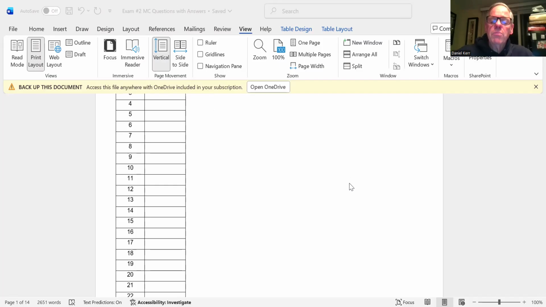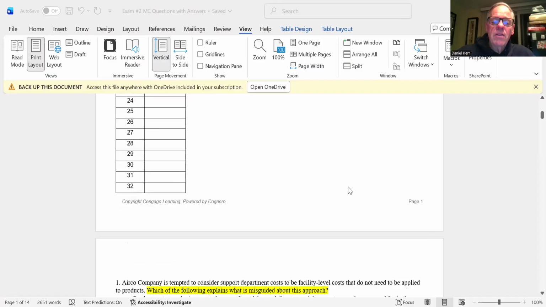And for the multiple choice part, you'll notice it's a combination of definitional type stuff. And if there are computations, I will show you what the computations were. Right? And there are 32 questions.